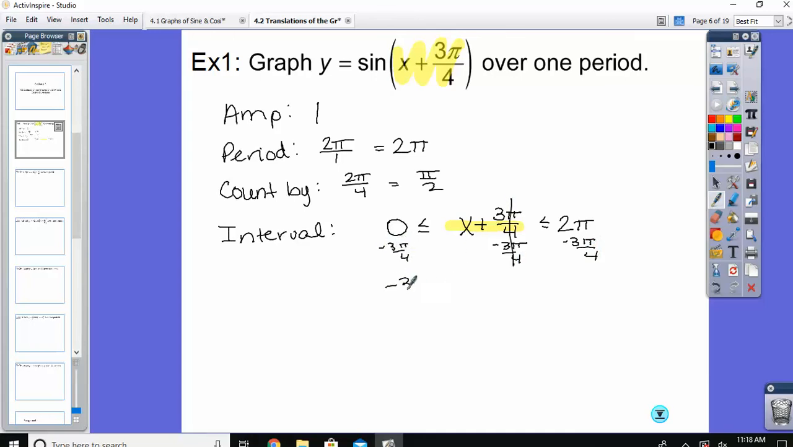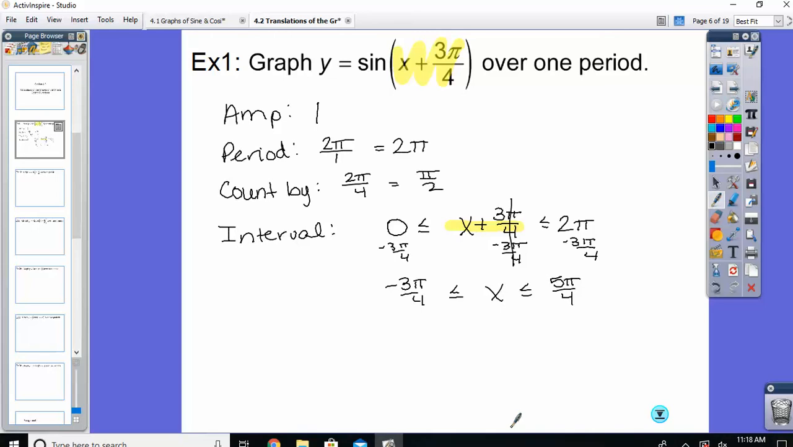So we get negative 3 pi over 4 less than or equal to x is less than or equal to 2 pi minus 3 pi over 4. It's like 8 pi over 4 minus 3 pi over 4. So it should give me 5 pi over 4. Again, if you got confused there, you can use a calculator, just don't do pi.